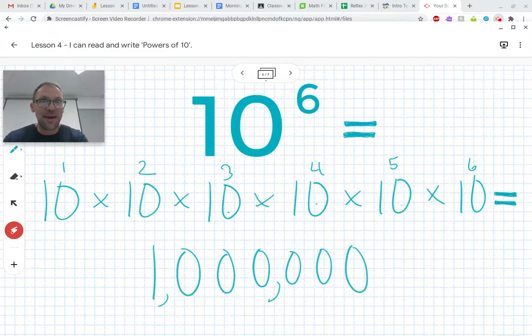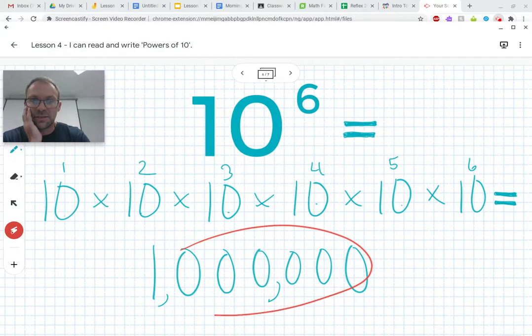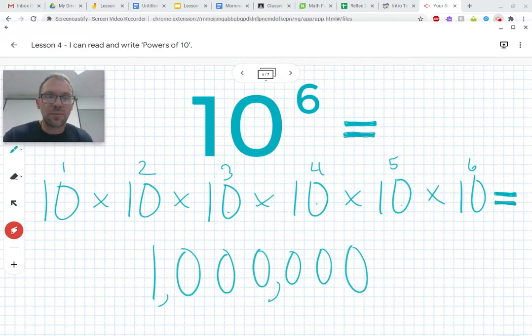And we could do the math to check to see if we're right. Let's see. 10 times 10 is 100. 100 times 10 is 1,000. 1,000 times 10 is 10,000. 10,000 times 10 is 100,000. 100,000 times 10 is 1,000,000. We're correct. Look at that. And look, the 6 zeros. There's a shortcut there because of all the zeros and the tens.